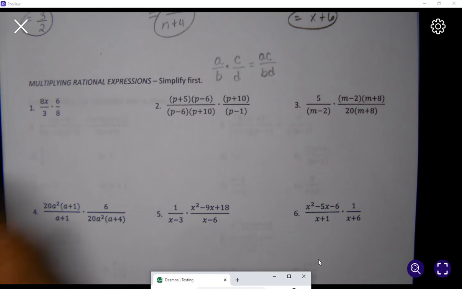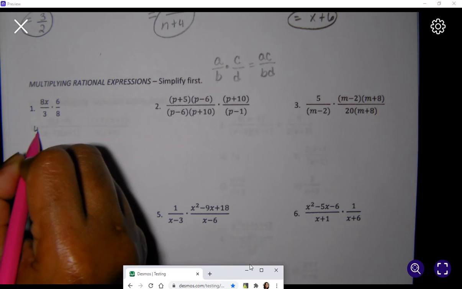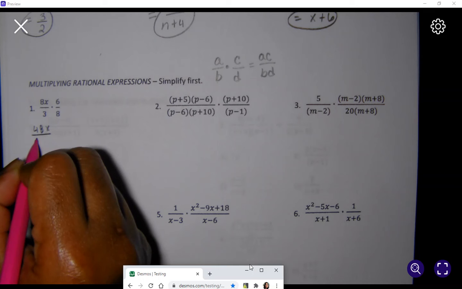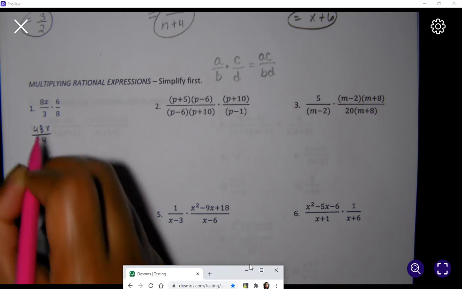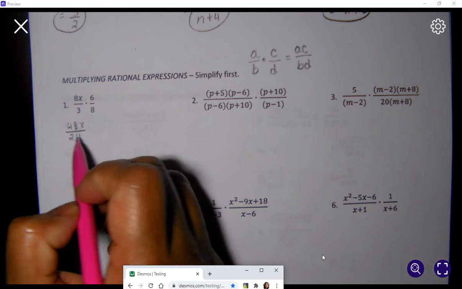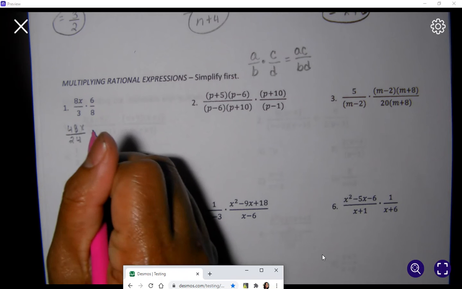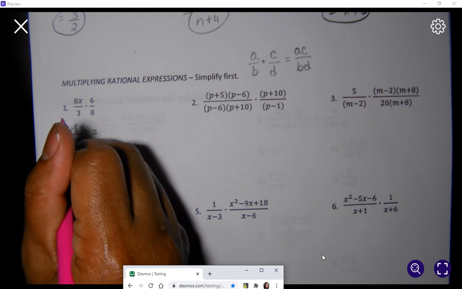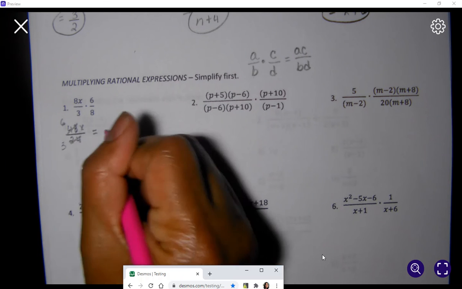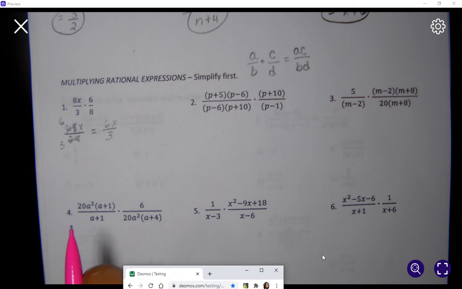So 8 times 6 is 48, and then you have your x. And then 3 times 8 is 24. And then we need to be able to reduce it. So 48 over 24, I guess 8 goes into both of it. 8 goes into 48 6 times. 8 goes into 24 3 times. So you have 6x over 3. So you can do it that way.